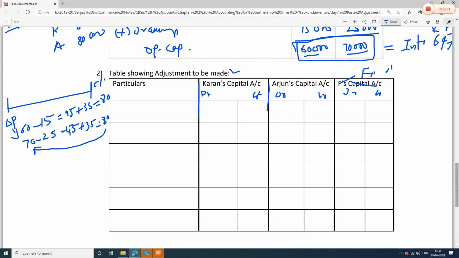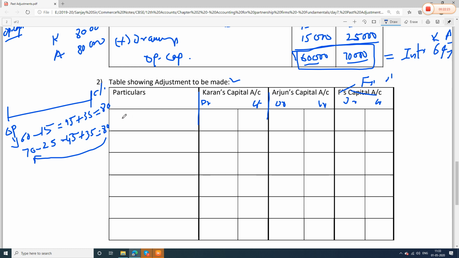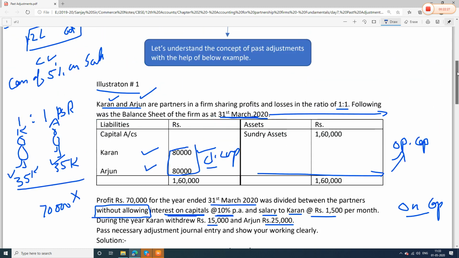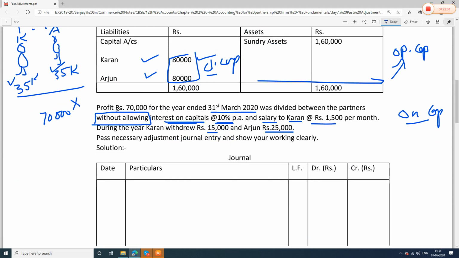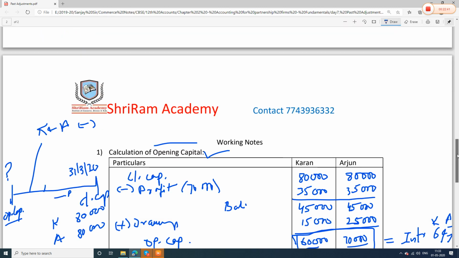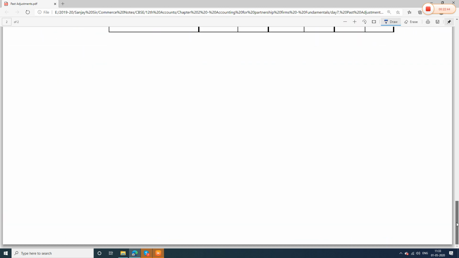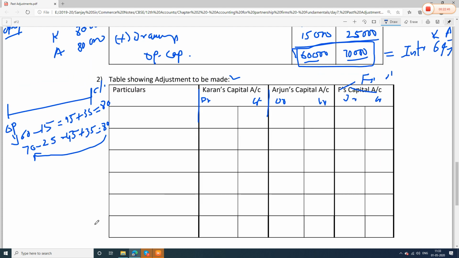Now see what all is missing. First thing, what we have to pay them. See the question here: 70,000 was divided between partners without allowing interest on capital. So first we will pay them interest on capital.